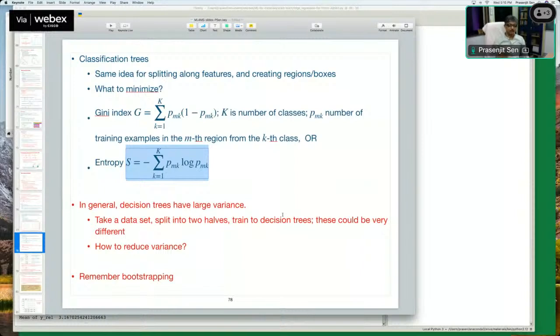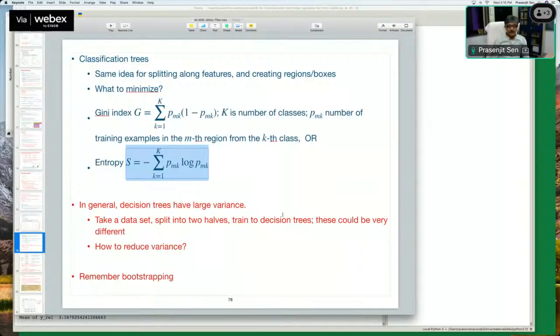You split along various feature axes. As I said, in general, these decision trees have large variance. For example, one test could be, suppose you have a large enough data set to train, so that you can split it into two halves and still train trees. So you split it into two halves and train two different decision trees. These could be very different.